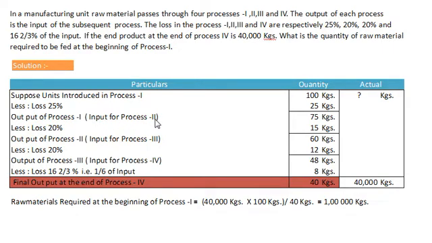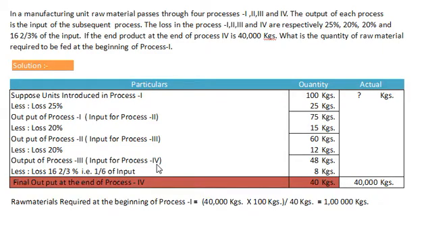From these 75 kilograms, we will deduct loss 20%, that amounts to 15 kgs. So 75 minus 15, 60 kgs is our output of process number 2, which becomes input for process number 3. From this 60 kg, we will deduct loss 20%, that is 12 kgs. So 60 minus 12, 48 kgs becomes output of process number 3, which is input for process number 4.